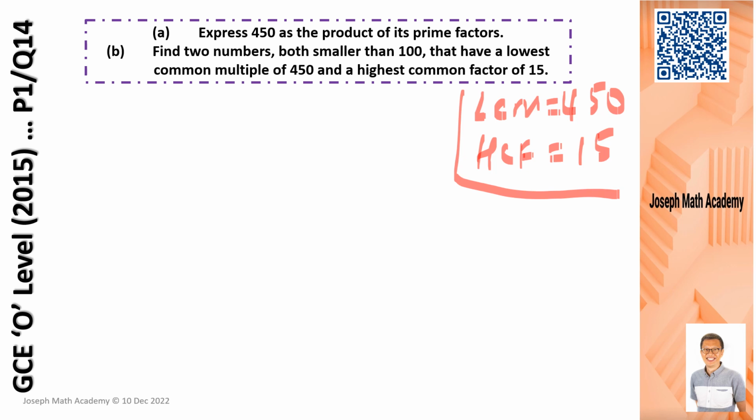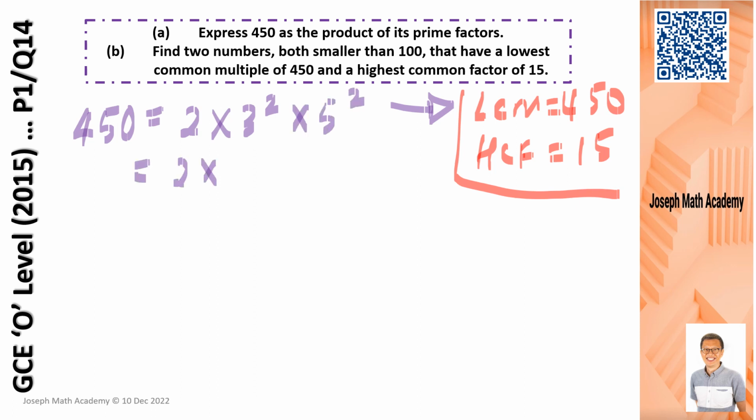Now to do this question, we can use this as a clue. The first one, LCM 450. So let's do the prime factorization of 450. No need because we have done it just now in part A. So let's retrieve part A's answer. It is 450 is equal to 2 times 3 squared times 5 squared. I'm going to break this up so it's easier to do afterwards. This is taken from the answer from part A.